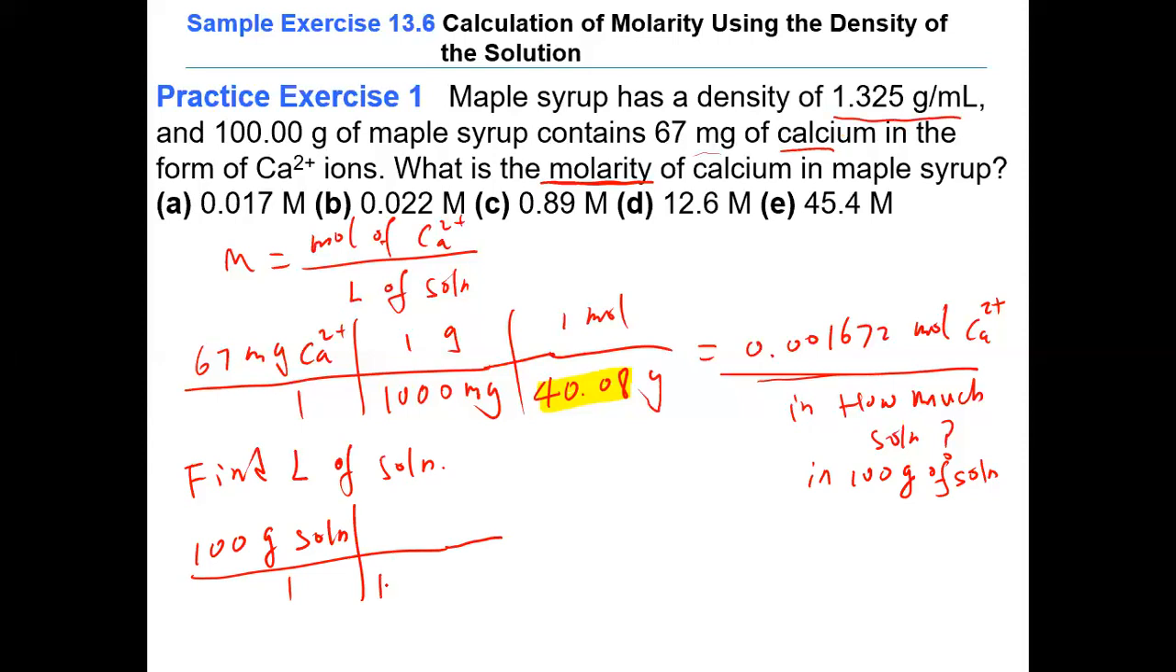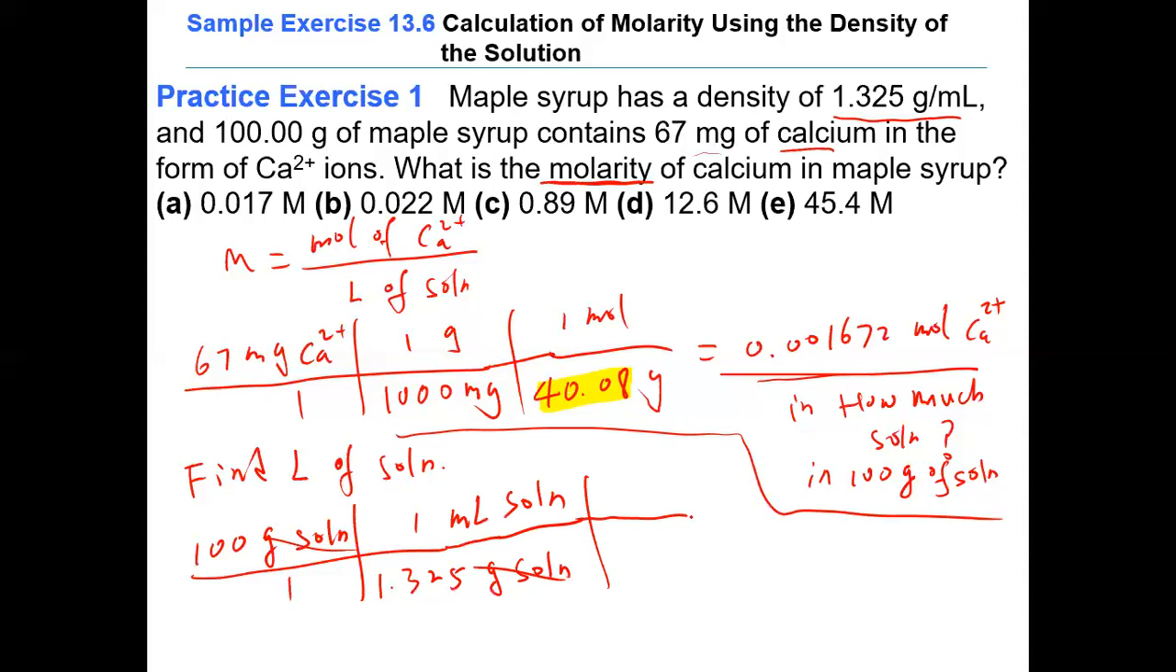So that means you have 1.325 grams of solution in 1 milliliter of solution. So grams of solution kind of cancel out. You get how many milliliters, but you need to find out the liters. So after this calculation, you get 0.07547 liter of solution.